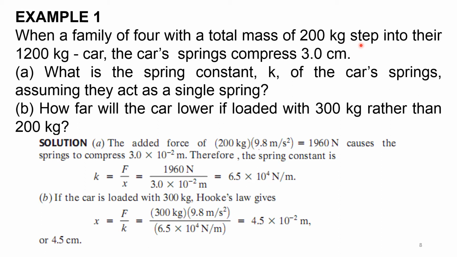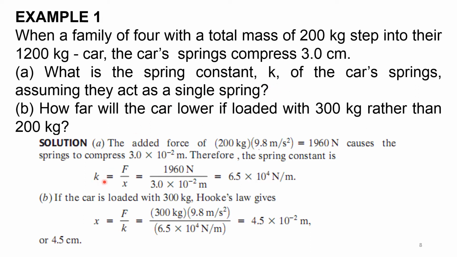So the compressing force is equal to the weight, 200 kilograms times g. G equals 9.8 meters per second squared. And we have the compressing force, 1,960 newtons. And this force causes a compression of 3 centimeters, which means 3 times 10 to the power minus 2 meters. So we are asked to determine the spring constant k.